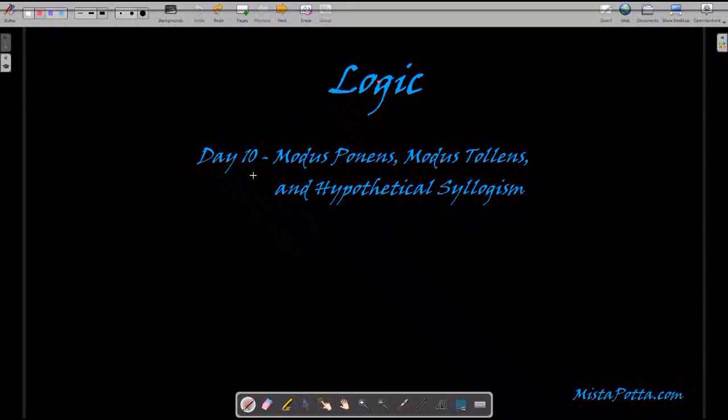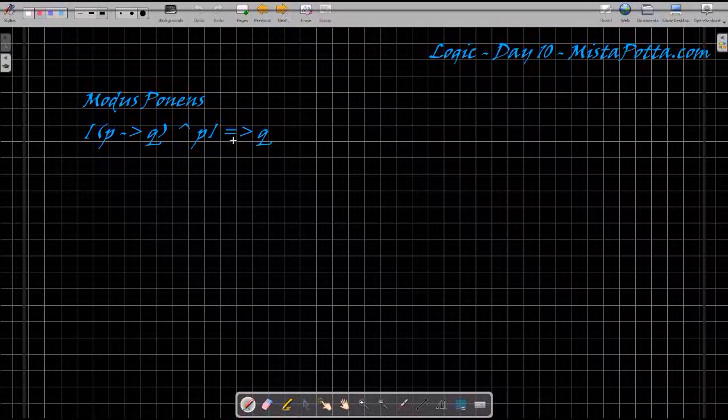Today we're going to be talking about Modus Ponens, Modus Tollens, and Hypothetical Syllogism. These are three arguments that are so prevalent in logic that they have their own names. And we're going to have to learn how to recognize them in the arguments that we see in class. So we're going to start by talking about modus ponens.